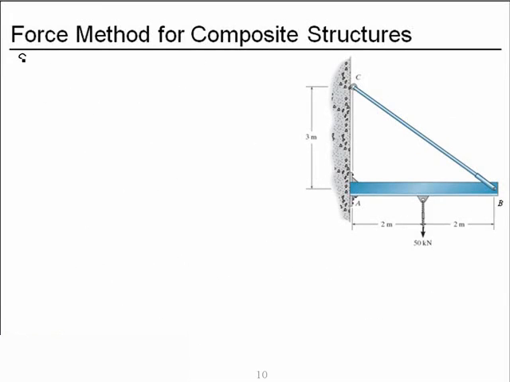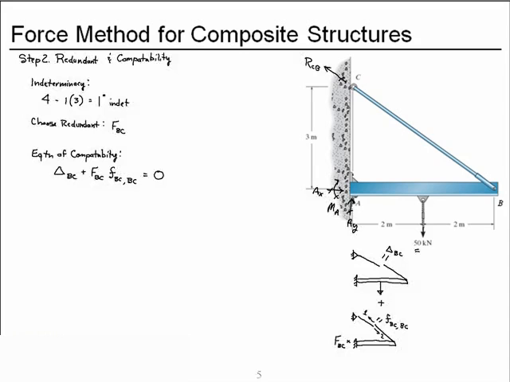After all of those calculations, we are finally ready for step 5, which is to find the redundant. Our equation of compatibility we found to be the deflection or the gap opening in tie rod BC plus the unknown axial force in member BC times the flexibility coefficient have to add up to 0.